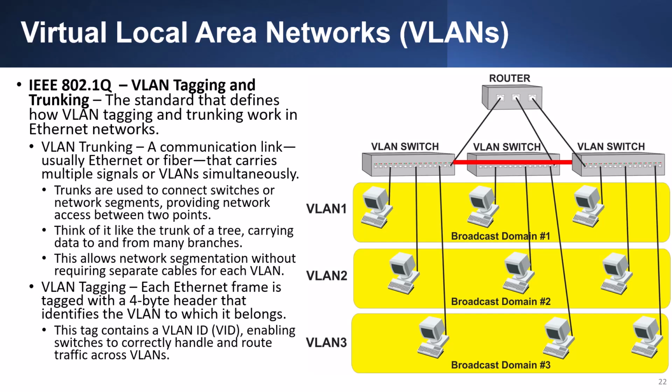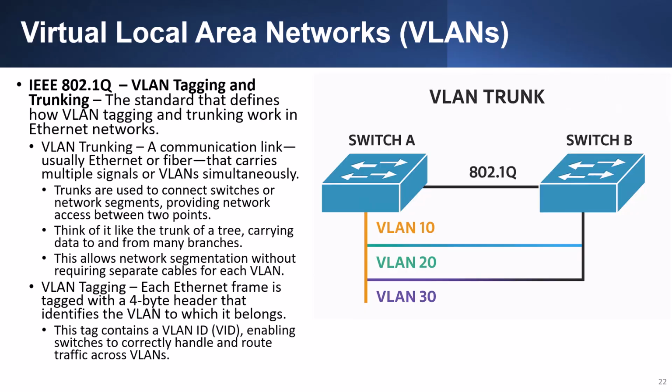IEEE 802.1Q, or VLAN tagging and trunking, is the standard that defines how VLAN tagging and trunking work in Ethernet networks. A VLAN trunk is a communication link, usually Ethernet or fiber, that carries multiple signals or VLANs simultaneously. Trunks are used to connect switches or network segments, providing network access between 2 points. Think of it like the trunk of a tree, carrying data to and from many branches. This allows network segmentation without requiring separate cables for each VLAN.